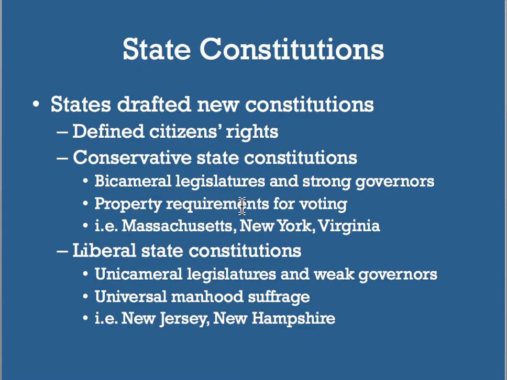In our more liberal states, our more freedom-loving states, we see state governments that more resemble what happens with the Articles. So all men can vote. The government is still quite weak. So people have more rights. States like New Jersey and New Hampshire are considered liberal states. And we're going to really see the marrying of these two things in the Constitution.